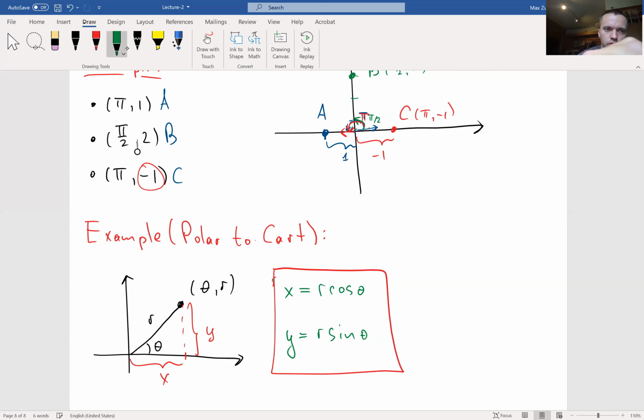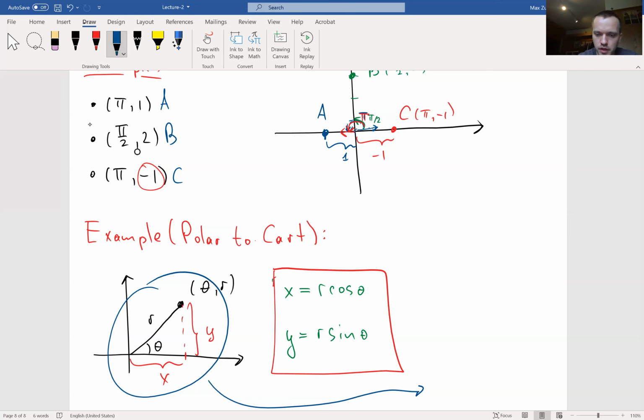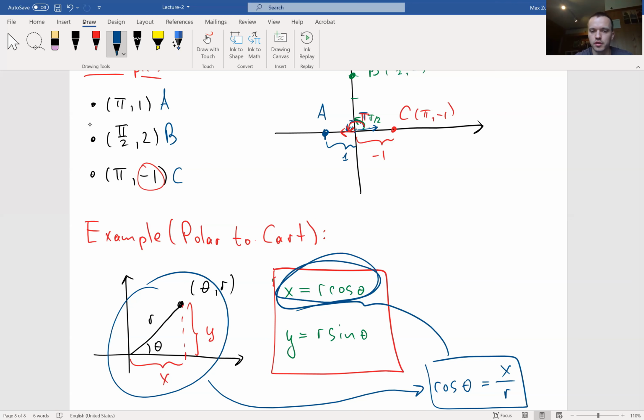If you take a look at this triangle over here, then what is going to be my cosine theta? Cosine theta is going to be the adjacent side, which is x, over the hypotenuse, which is r. So I'm going to have x over r. If I multiply both sides by r, I'm exactly going to get this formula over here.